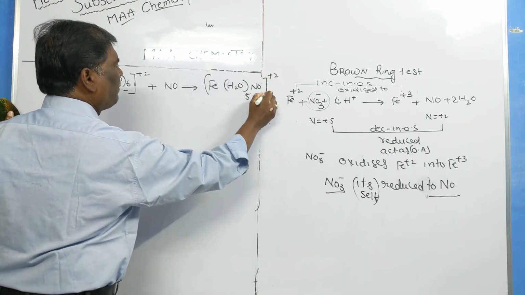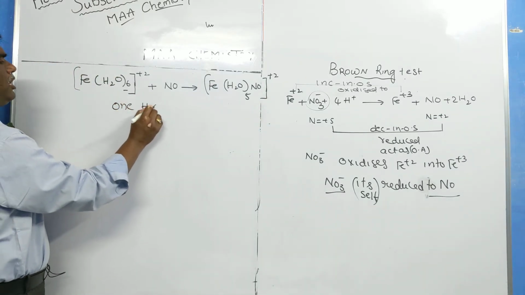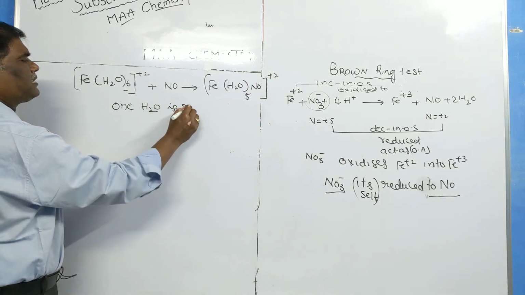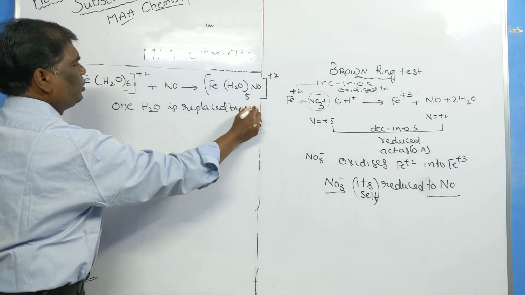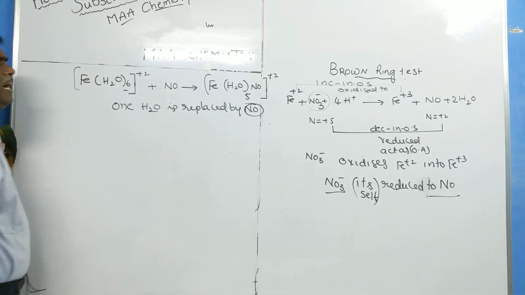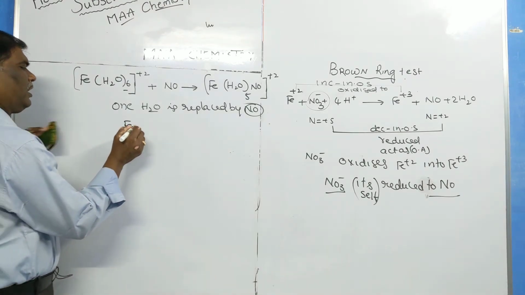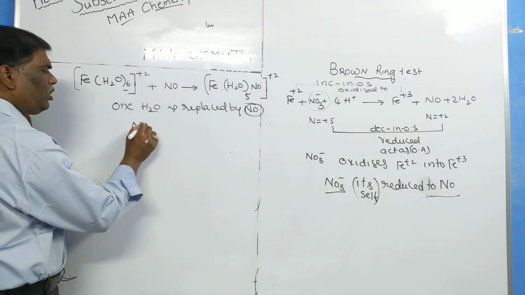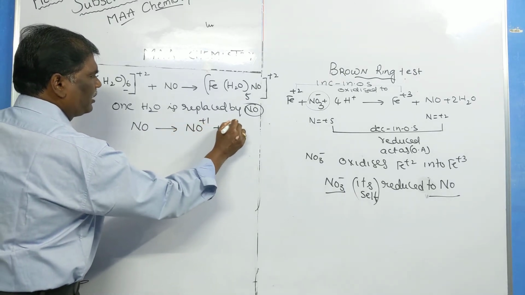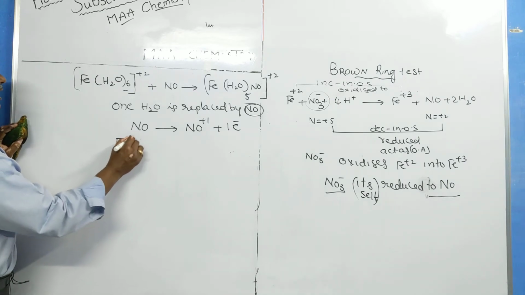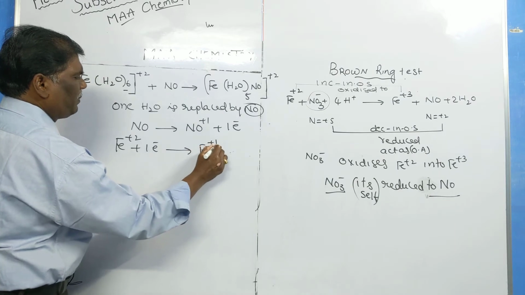So what happened there? One water molecule is replaced by NO group. Here, what is happening? Actually NO oxidizes to give 1 electron. This electron is gained by Fe plus 2 to change into Fe plus 1.